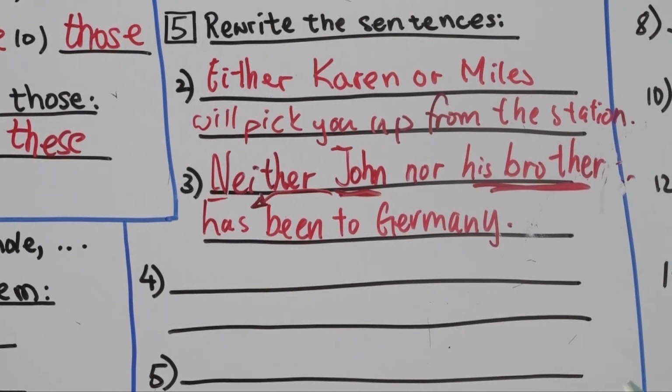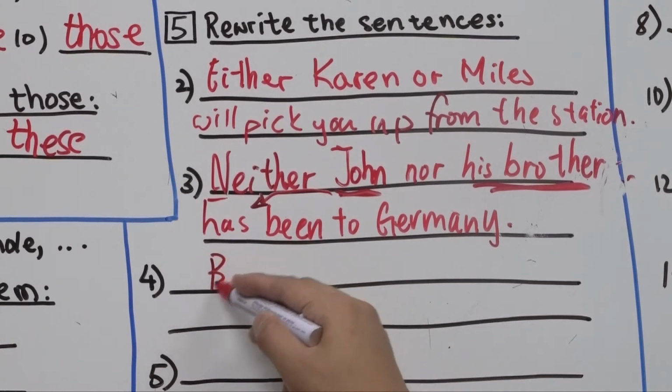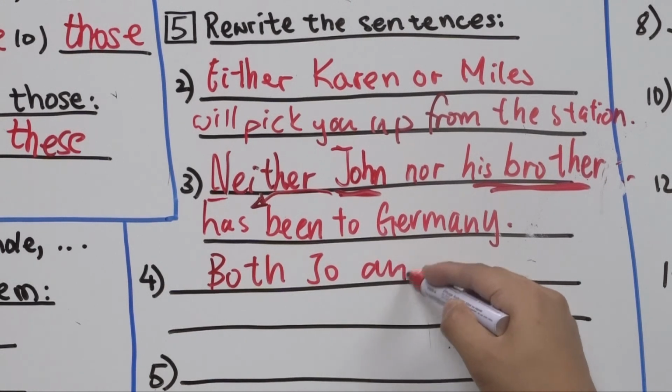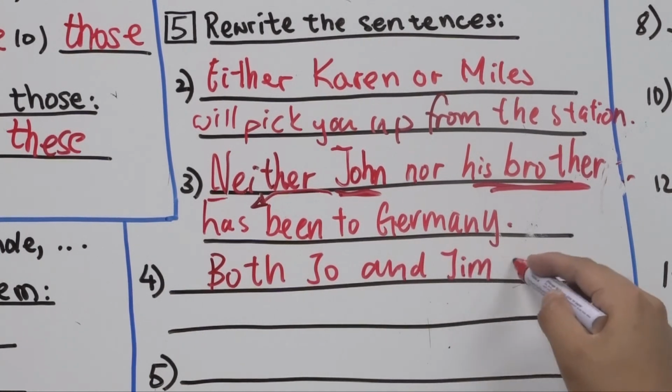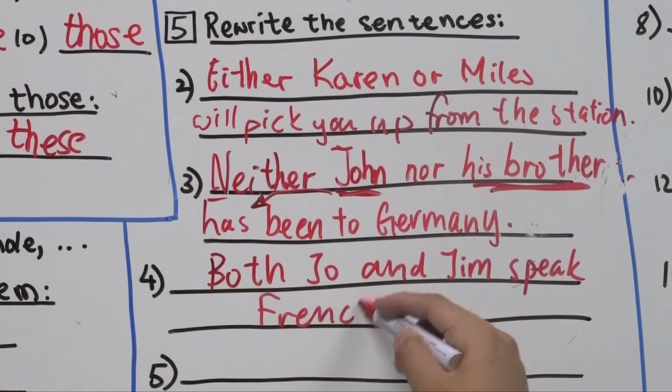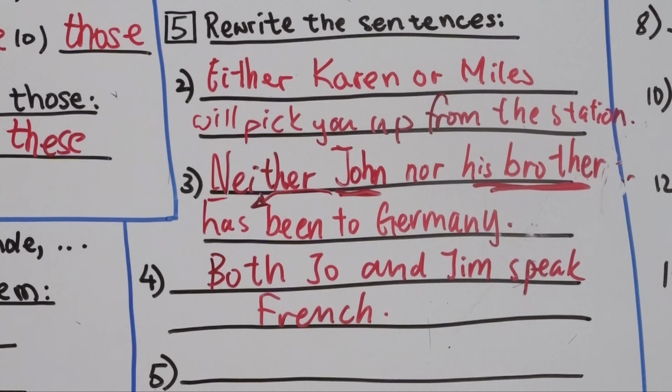All right, let's continue. Number 4. Joe and Jim speak French, okay? So again, we're talking about the two of them. Two of them do speak French, so yes, right? So how do we change that to a simpler sentence? Easy, right? Just say both. Both Joe and Jim speak French. Alright, simple.